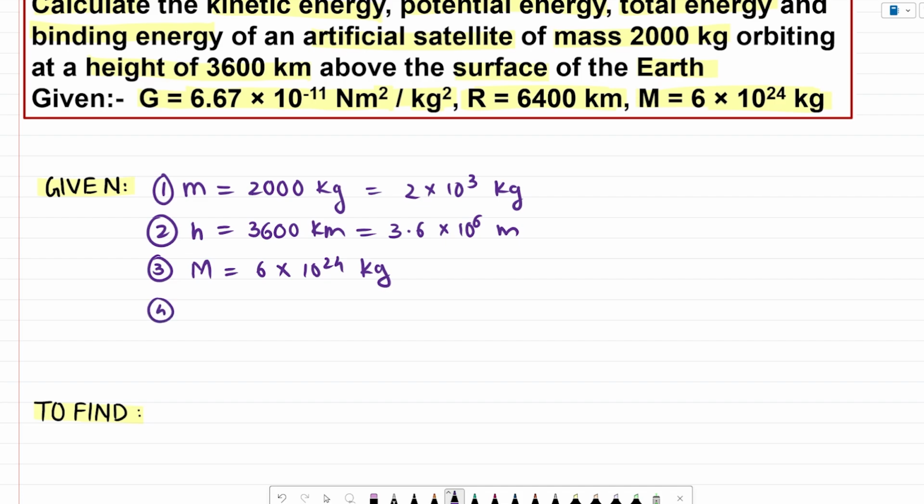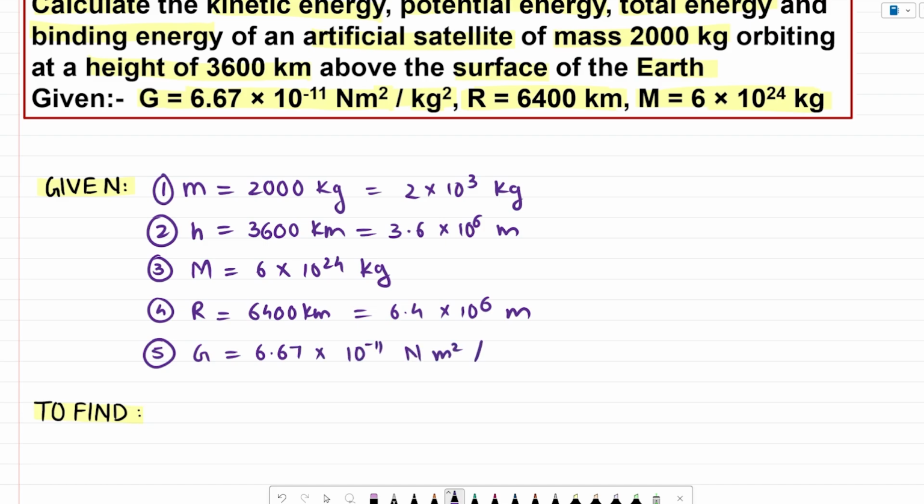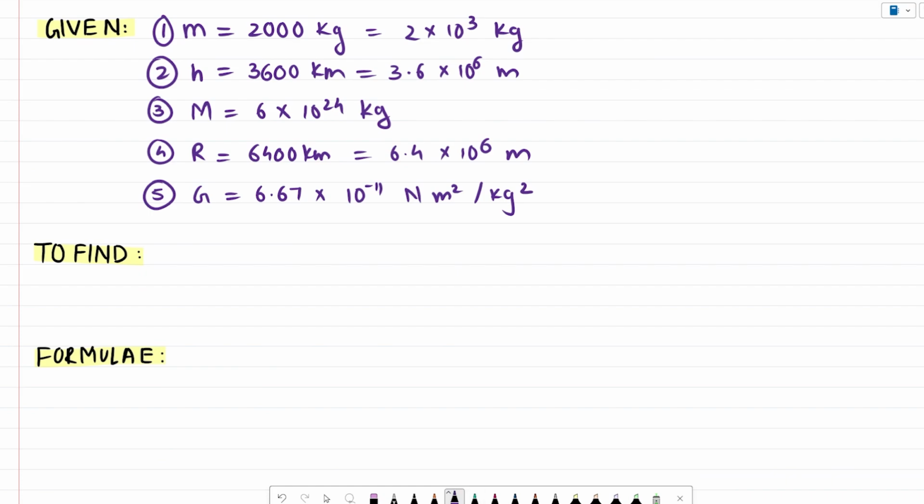And the fourth quantity जो दिया है, that is the radius of the Earth, which is 6400 kilometers, which in terms of meters is 6.4 into 10 raised to 6 meters, as 1000 meters is 1 kilometer. And the fifth quantity, whose value we already know, that is the value of universal gravitational constant, that is 6.67 into 10 raised to minus 11 Newton meter square per kg square. Now, using these five quantities, we are required to find a bunch of energies.